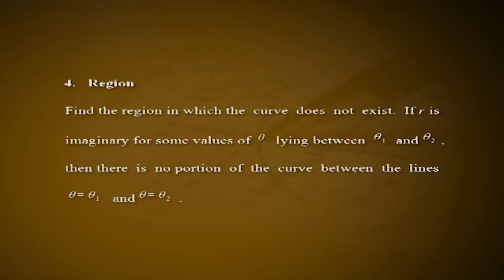2. Pole. The curve passes through the pole if for r = 0 there corresponds a real value of θ. For example, r = a(1 + cos θ) passes through the pole. 3. Asymptotes. Find out the asymptotes of the curve, if any. 4. Region. Find the region in which the curve does not exist. If r is imaginary for some values of θ lying between θ1 and θ2, then there is no portion of the curve between the lines θ = θ1 and θ = θ2.